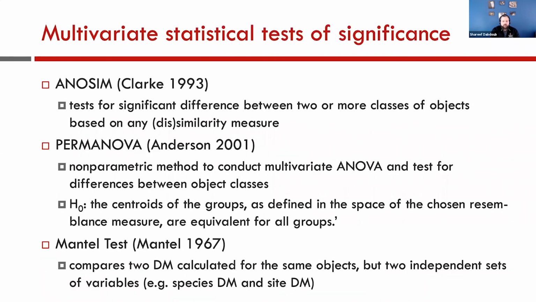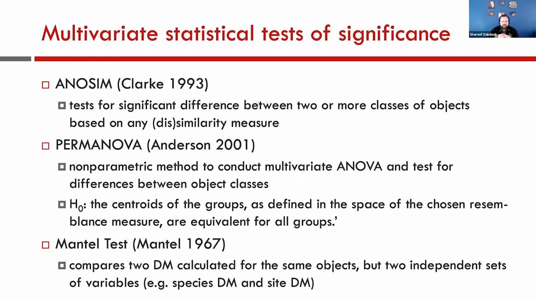So the first thing we're going to talk about is multivariate tests of significance. There are three main ones that people use, and really the first two are the primary ones that people use today. But they all do different things. And again, this is the importance of understanding the tools that you're using. So ANOSIM tests for significance between two or more classes of objects based on any dissimilarity metric, similarity metric.